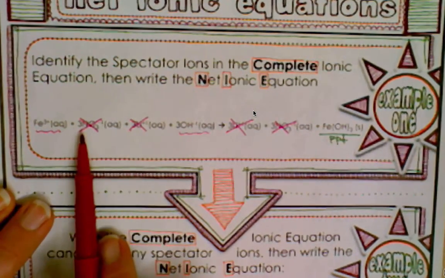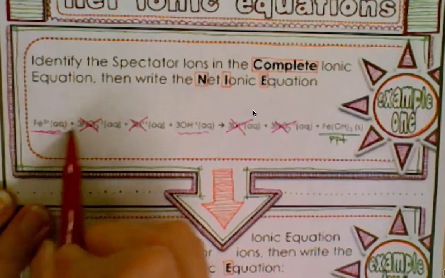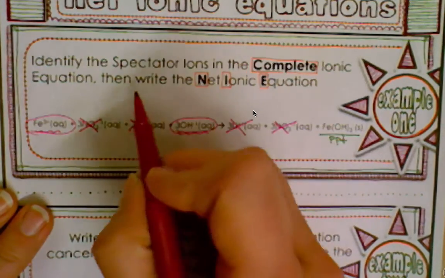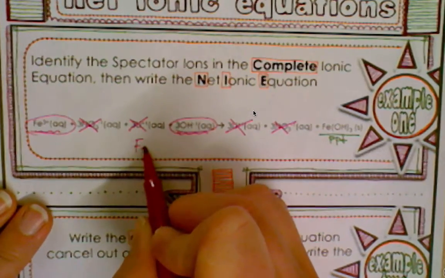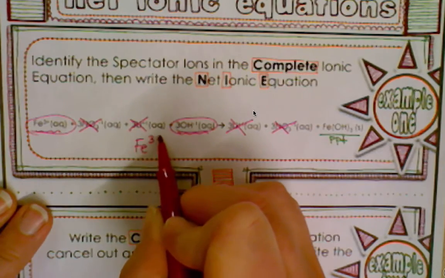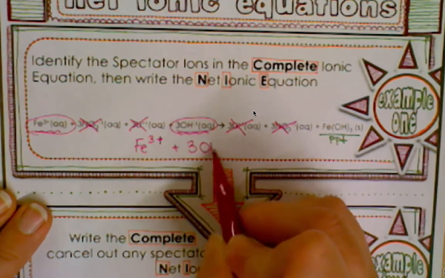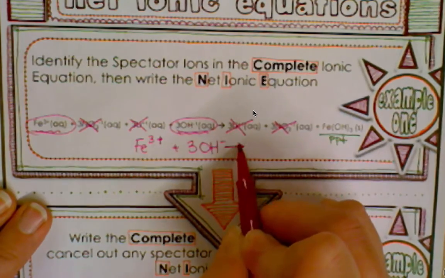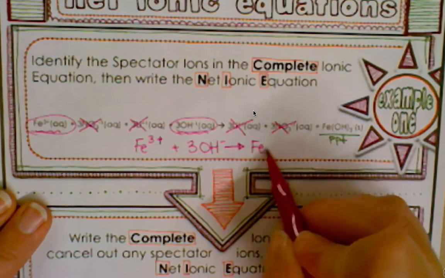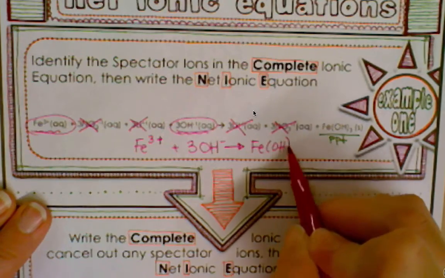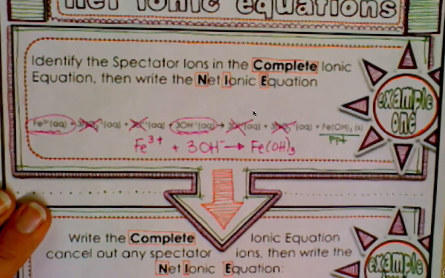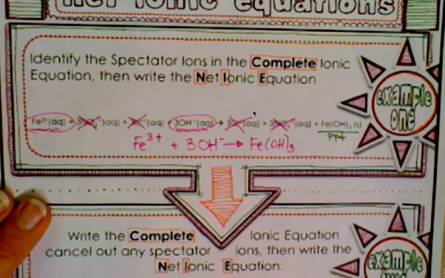So now that we know which ones are spectators, we can see what's left so that we can write the net ionic equation. So here's what really happened in this reaction. Iron reacted with 3 hydroxide ions to form iron 3 hydroxide. And that's the true equation, or the net ionic equation.